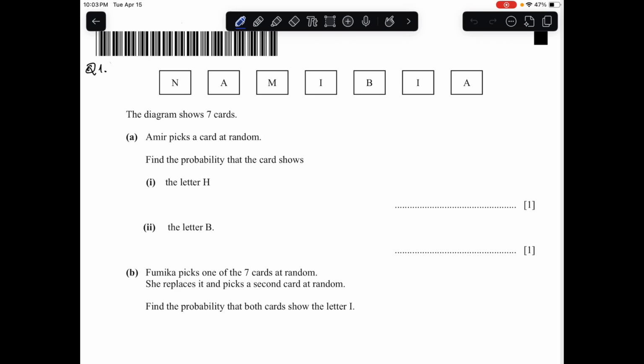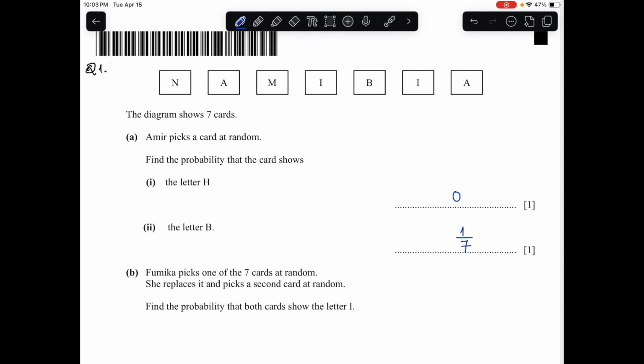I can see over here, this reads as Namibia. That means there are 0 cards with the letter H. So the probability would be 0. There's no need to write down 0 over 7 or something like that. You can simply write 0. Then the next one: find the probability that it shows the letter B. We have 1 card that shows the letter B out of 7. So the probability would be 1 out of 7.